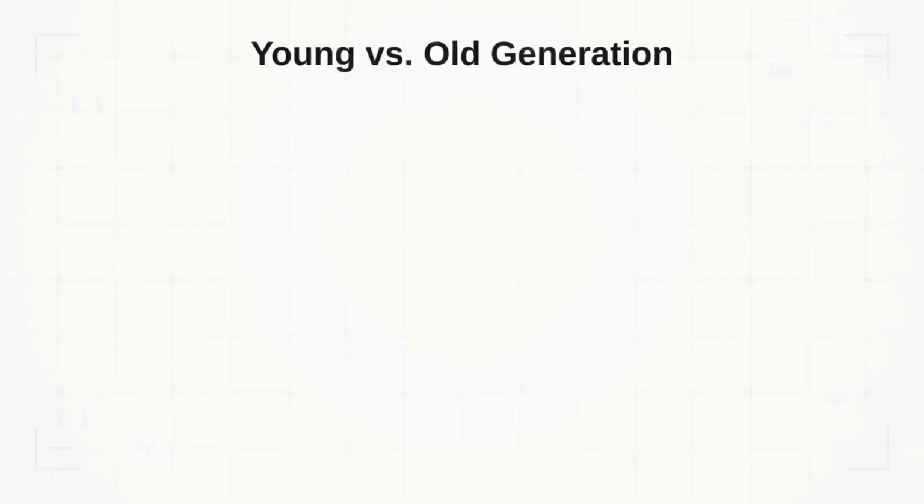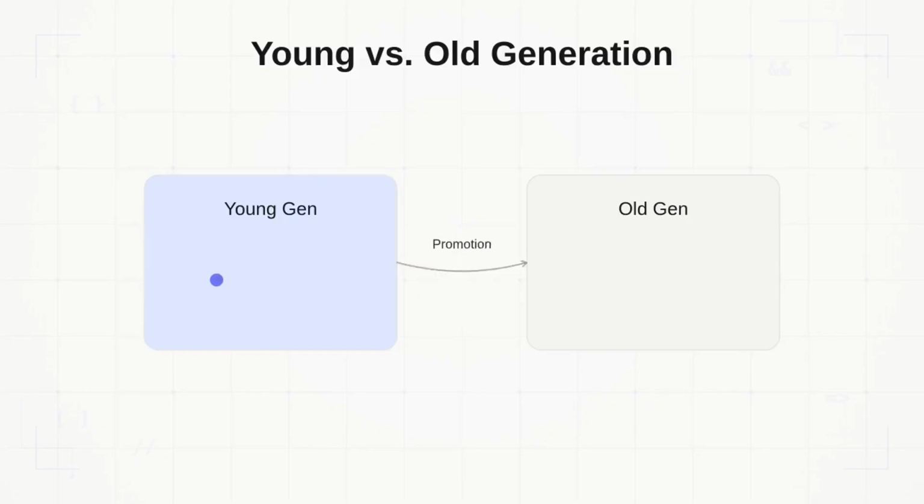Most modern collectors use the generational hypothesis, the observation that most objects die young. They split memory into young and old generations. Minor collections in the young generation are fast and frequent because they only look at a small part of the heap. But when objects survive long enough, they are promoted to the old generation. This is where the danger lies.